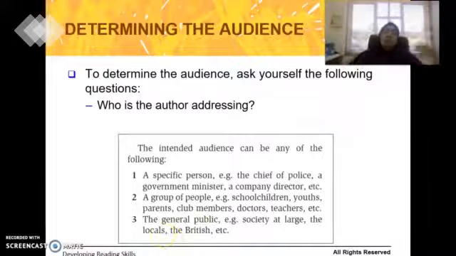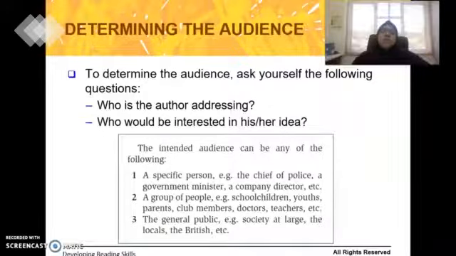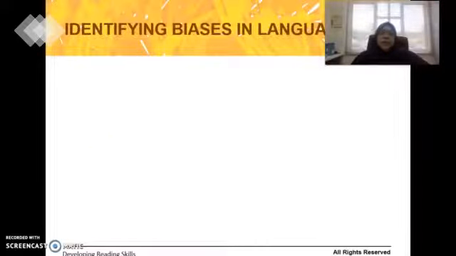How would you know the target audience? Who is the author addressing? Who would be interested in his or her topic? Say the topic of the text is about the advantages of social media. Who are the target audience? Students, school students, maybe teachers, right? Because maybe these kinds of people will be interested in this kind of topic. Okay, we go to the next one.